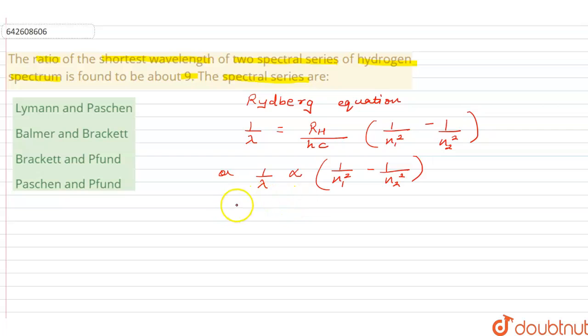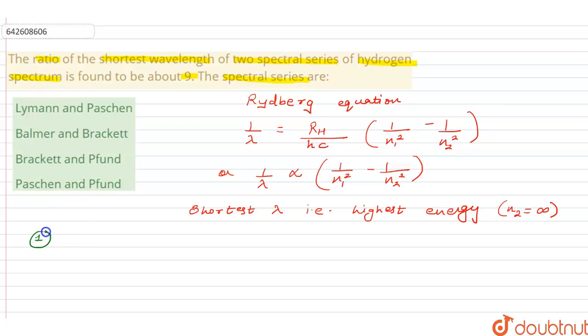Now, as it has been said here, we are having the shortest wavelength. We are analyzing the shortest wavelength, which means it would be talking about the highest energy spectral line. And since it is the highest energy spectral line, obviously that implies that n2 is equal to infinity. Taking these concepts, let us solve.